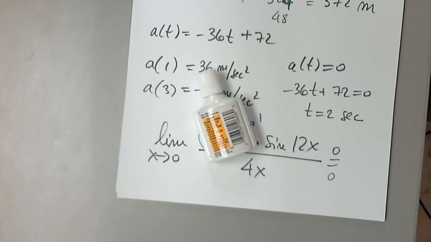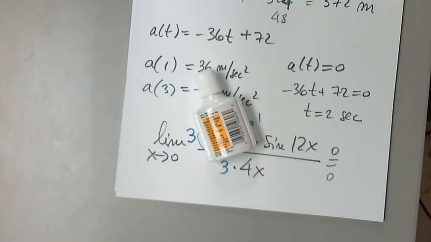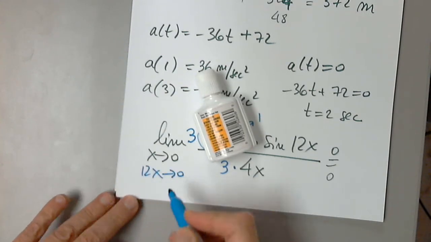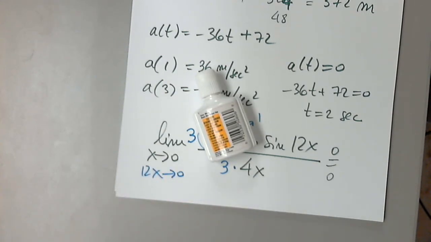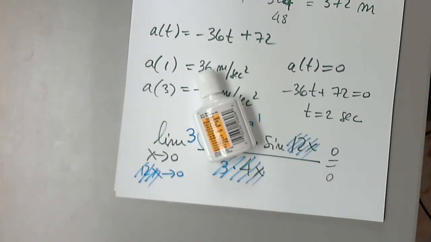There's nothing I can do to change the argument inside of sine. I can't do that. But I can make this into a 12. How can I make that into a 12? But I cannot just multiply the denominator by 3. I have to multiply top and bottom by 3. And of course, 12x is the same thing. If x approaches 0, 12x approaches 0. So this piece now, and this piece, and this piece are all identical, and they approach 0.